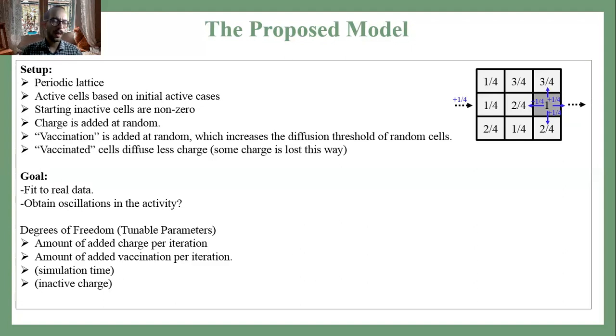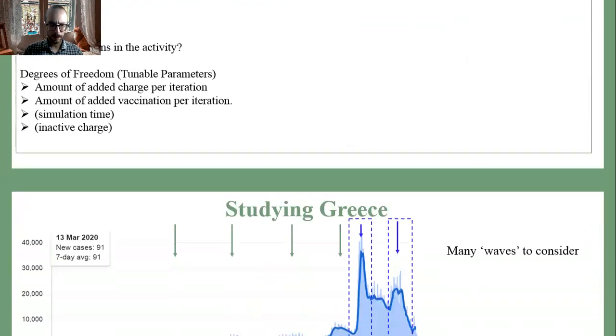And the goal here is to fit to real-life data, possibly obtaining oscillations in the activity. So the overall amount of degrees of freedom is actually just two of them: the amount of charge that we add in each iteration and the amount of vaccination in each iteration. So we practically have two degrees of freedom. Another couple of parameters are the simulation time and the charge that the inactive cells have.